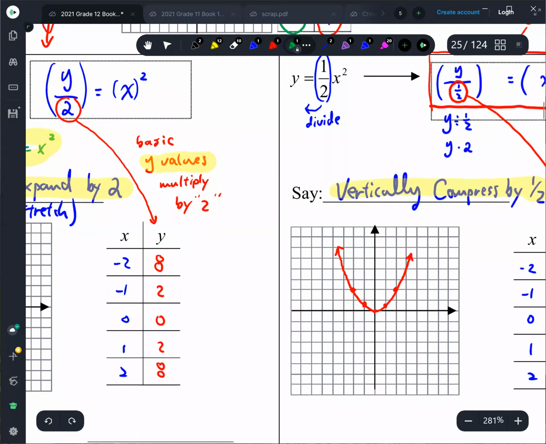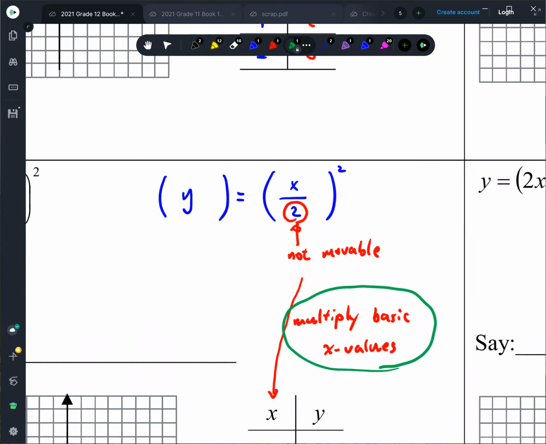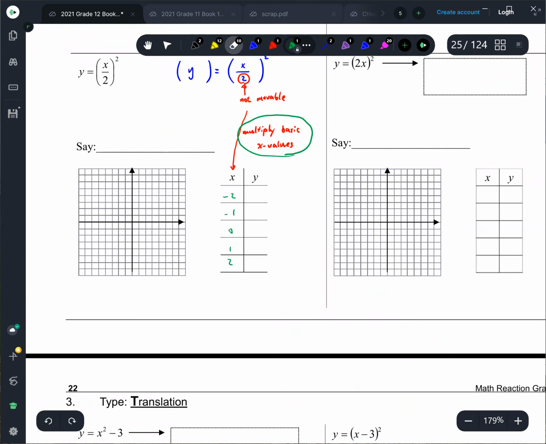Yes, okay. So now if you look at the question here, what's the number under the x? Oh, 2. So you take that number, multiply with the basic x values to get the new ones. So please tell me right now, what will be the new values? Negative 4, negative 2, 0, 2 and 4. Yes, okay, very good. So you just take whatever number that's under the x and then multiply with the basic.